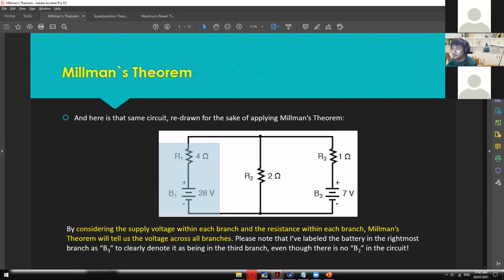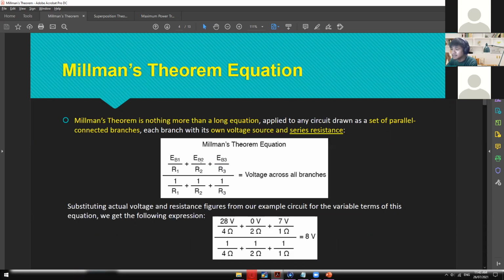So we have EB1 right here, and then we have EB2, and then we have EB3, okay. But if you take a look on this one, we don't have EB2, so no problem. Just leave that EB2 as 0, or just make that one 0, something like this. And then you can now solve everything using your calculator, and then you will get 8 volts.